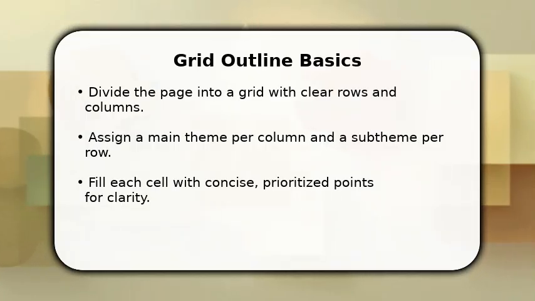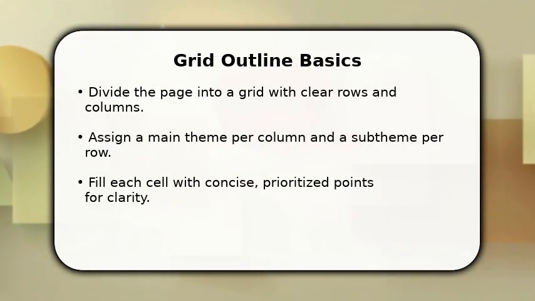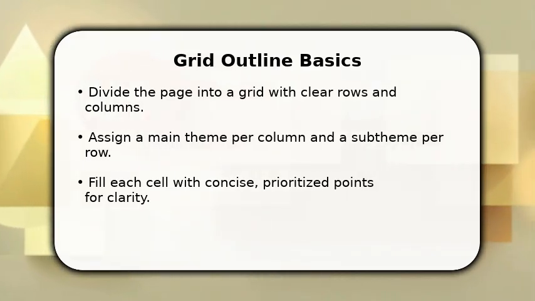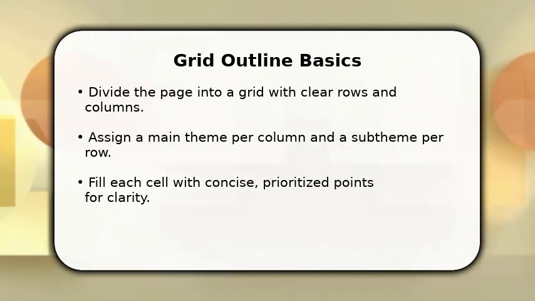In this video, I will explain how to make an outline using the grid method, the only way. Begin by drawing a simple grid and assign columns to main topics and rows to subtopics. Label each axis clearly, use short phrases in each cell, and prioritize items from top left to bottom right. Keep entries concise so the grid guides your writing, study, or presentation without overwhelming you.